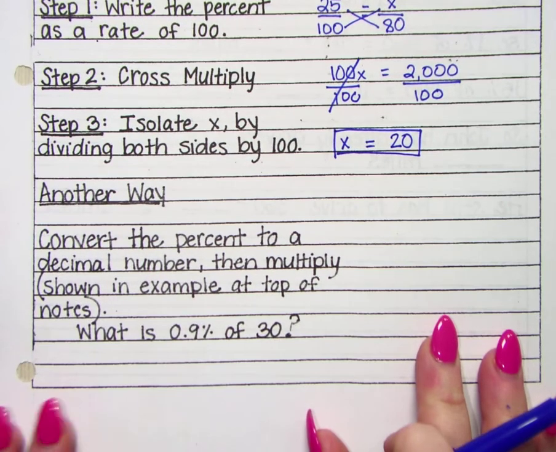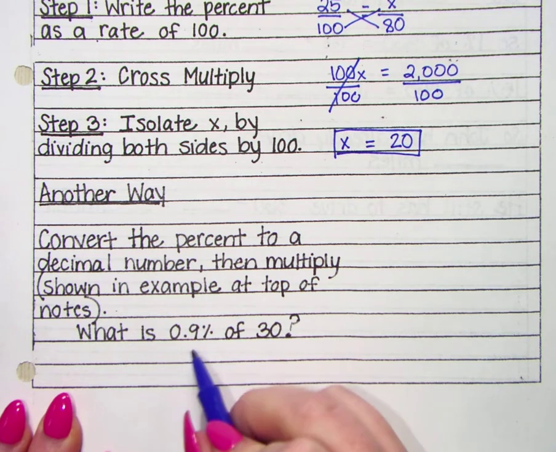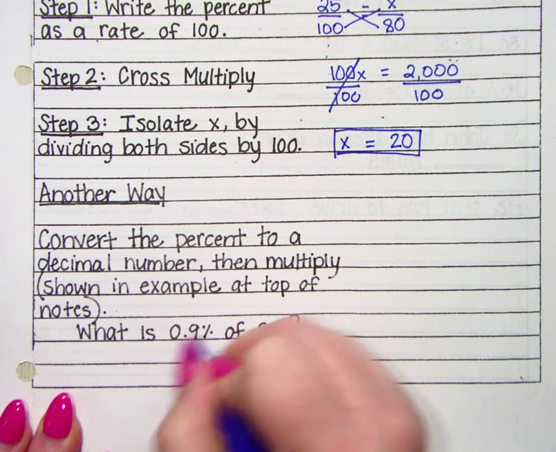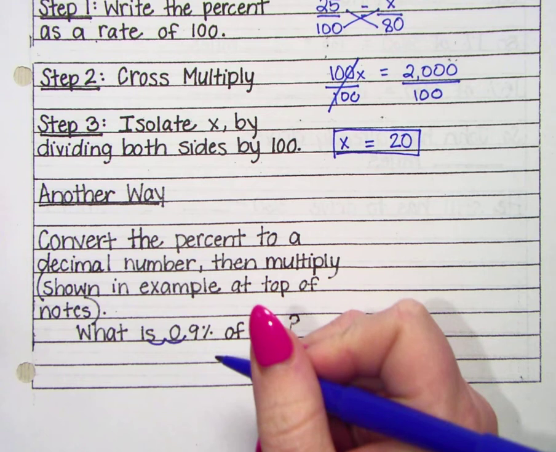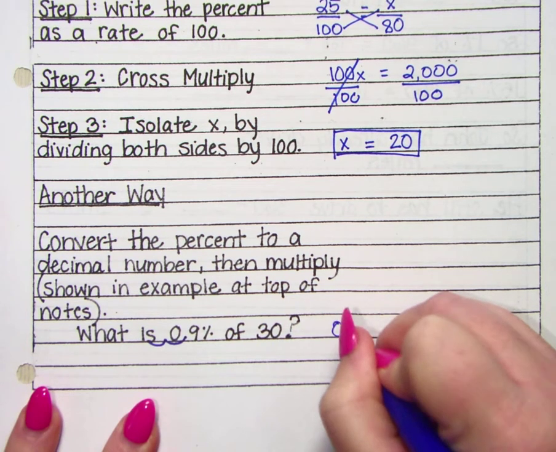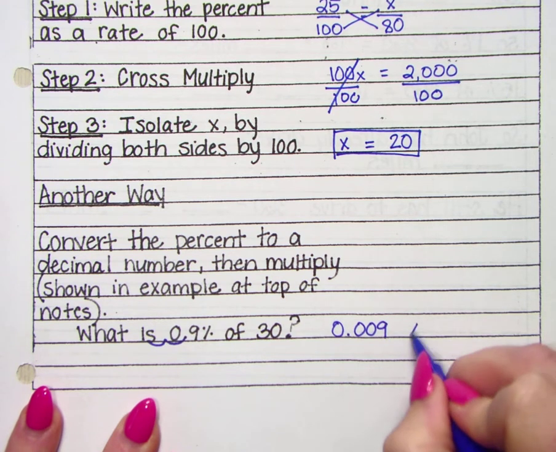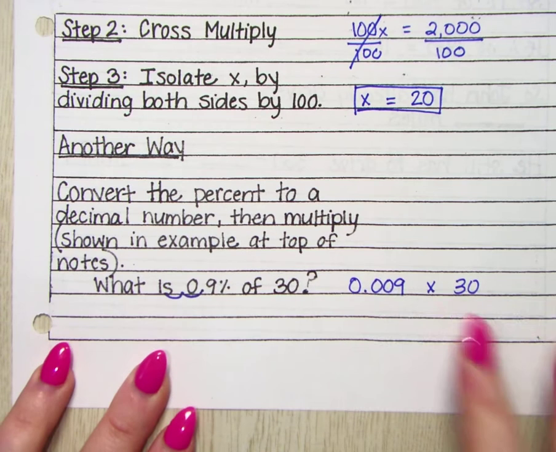Now another way, this is the way we did it on the first example, is to convert the percent to a decimal number and then multiply by what we're looking at. So if I say 0.9%, I want to first convert that into a decimal, not a percent. So I move that decimal 2 places. So my decimal is now 0.009. That is 9 thousandths. So I say 9 thousandths times 30. That's like what we did right here. So 9 thousandths times 30.